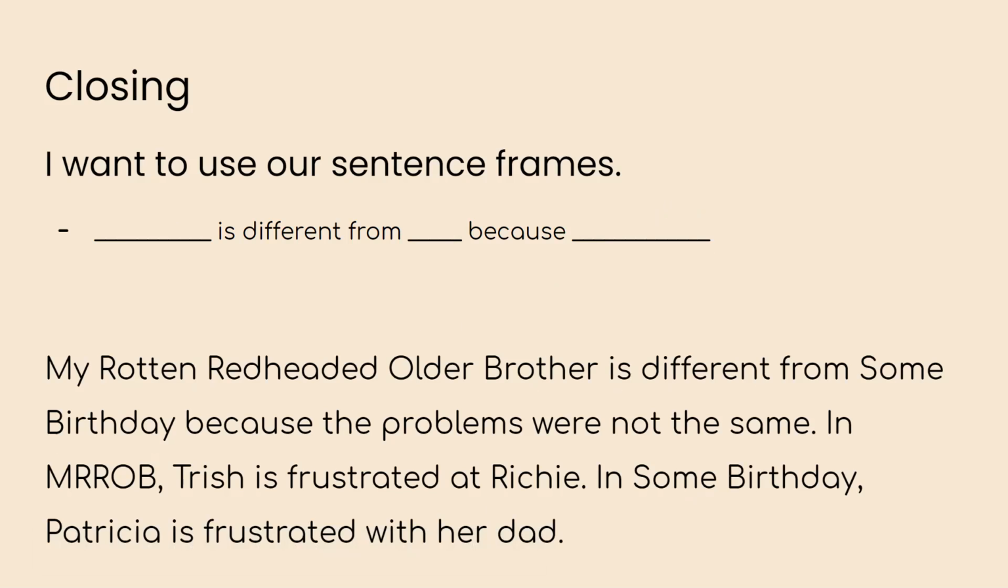In My Rotten Redheaded Older Brother, Trish is frustrated at Richie. In Some Birthday, Patricia is frustrated with her dad. So I went in and I told you exactly what was different from the two stories.